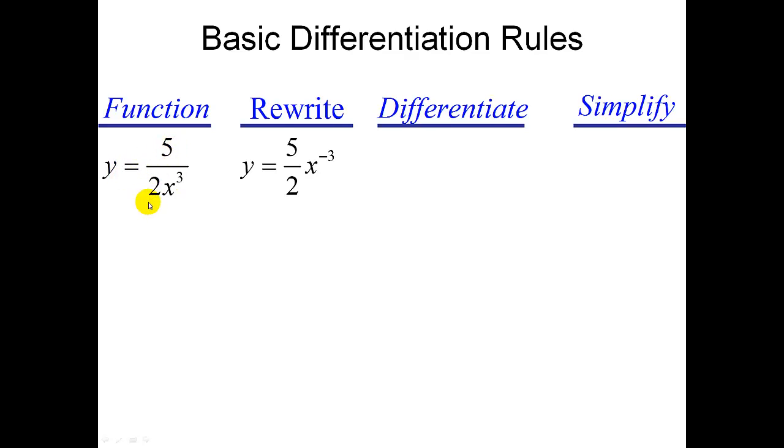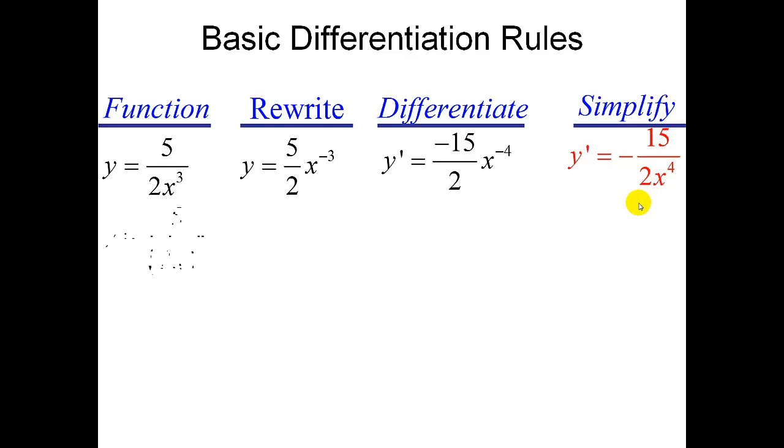So if we have y equals 5 over 2x to the third, we can rewrite that as 5/2 times x to the minus 3. That allows us to use that constant multiple rule easily and the power rule. When we differentiate it, it becomes 5/2 times the derivative of x to the minus 3, which is minus 3x to the minus 4. When we multiply the minus 3 times 5, we get negative 15 over 2 times x to the minus 4. And then put that into a nice clean form where we don't have negative exponents. The derivative equals negative 15 over 2x to the 4th.